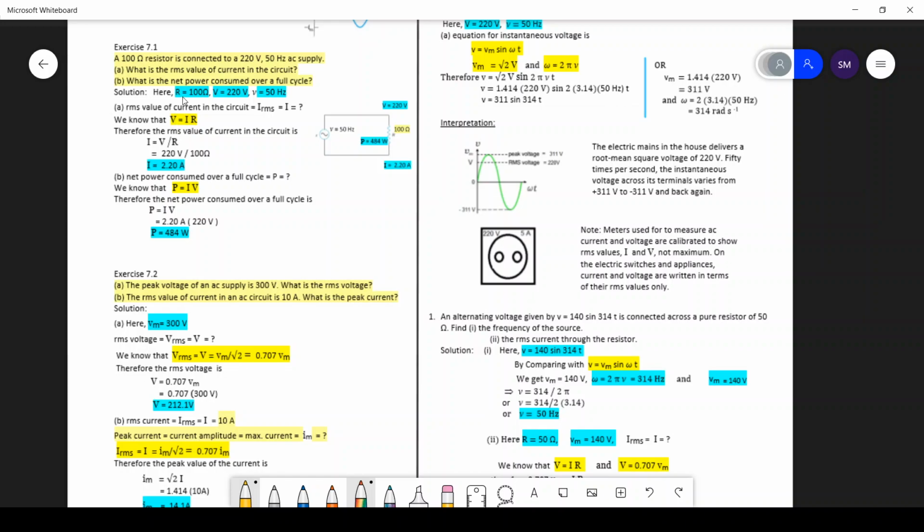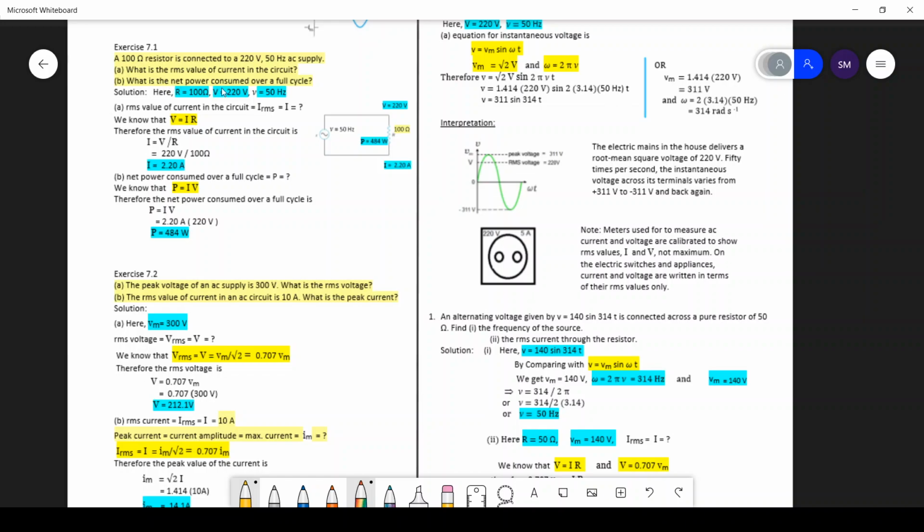So V, R, and this frequency is given to us. V equals IR. So I equals V by R, and simply put the values. And always put the values in SI units so that you get the answer in SI units.